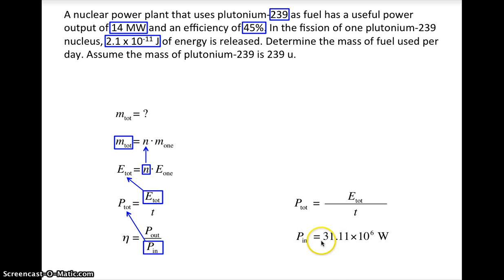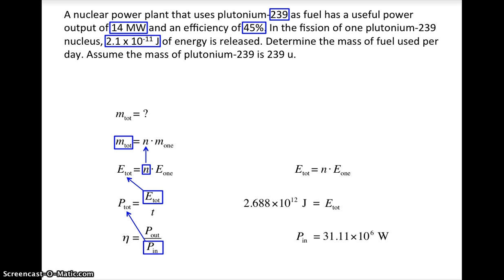Now that we know the total input power from the plutonium, we plug that value in right here. And then we plug in the time interval. They wanted us to consider the mass used in 1 day, right? Per day, here it is. So the time we plug in is 1 day. But we can't plug in a day because a watt is a joule per second, not a joule per day. So we convert the days to seconds, and then we cross multiply, and E total comes to this value.